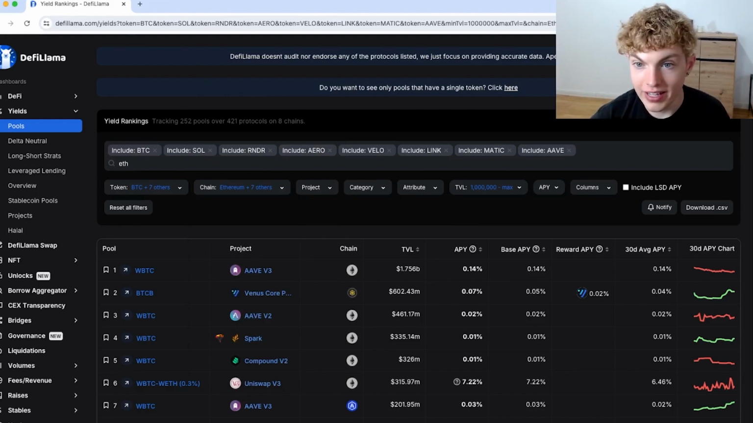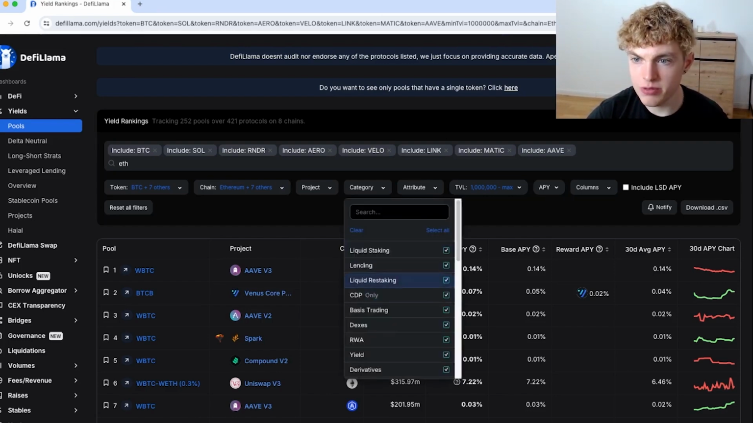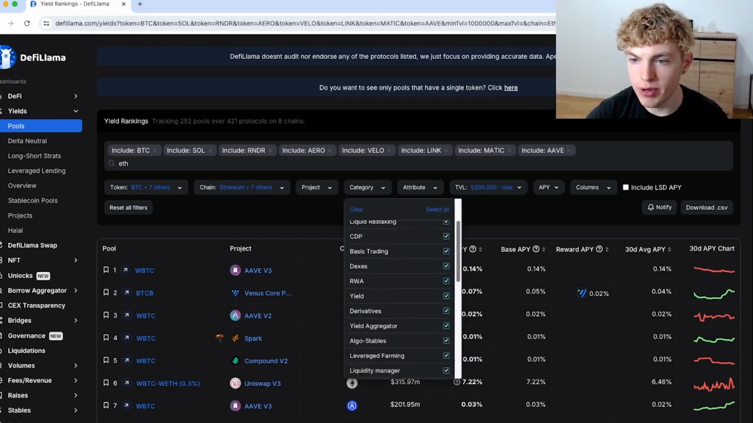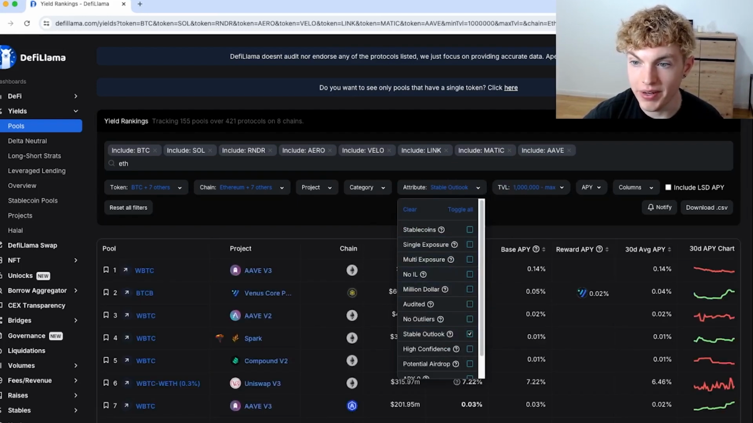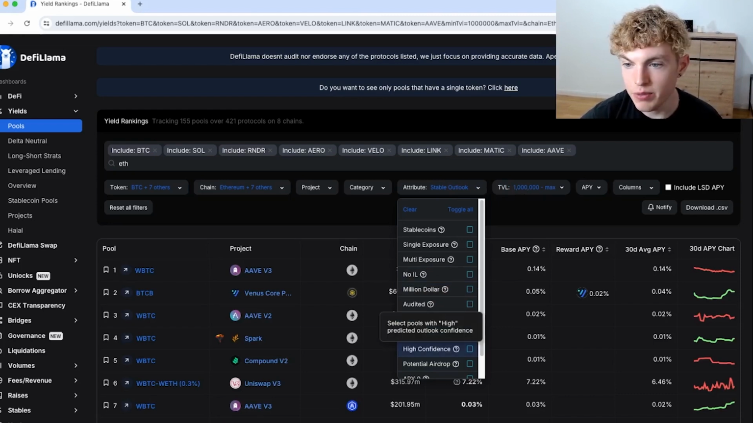So we can already start looking at these things, but I like to sort using even more filters like APYs and categories. At the moment, I'm not going to mess with the category because I don't care too much about these. Same thing with these attributes. I could select them if I want to, like even something with a stable outlook. It's going to narrow it down even more, showing more stable and more blue chip stuff. Same thing with high confidence.